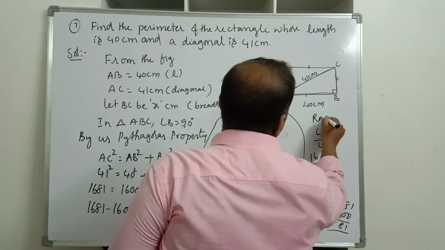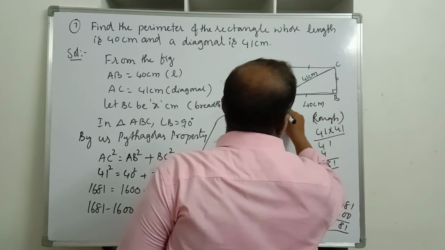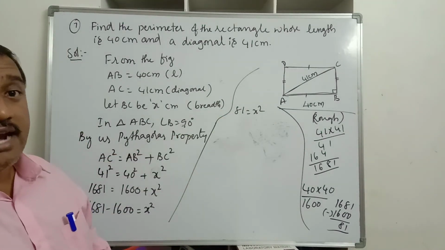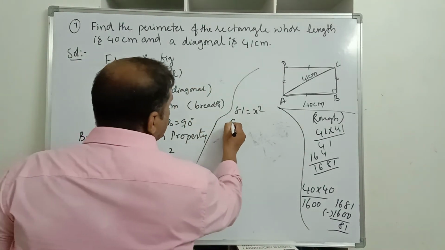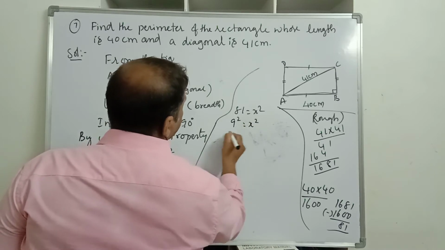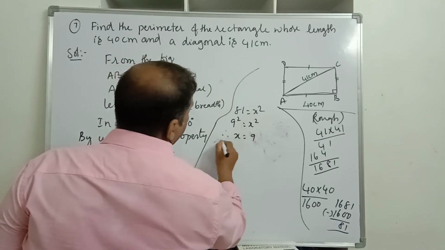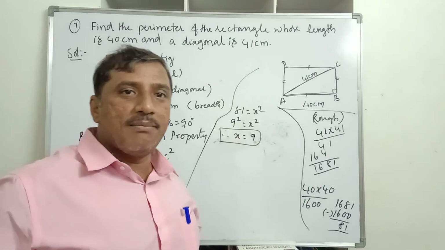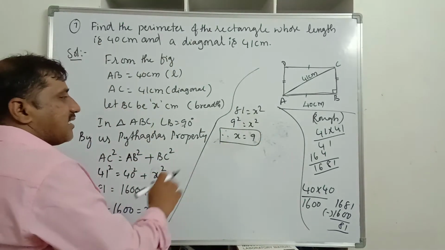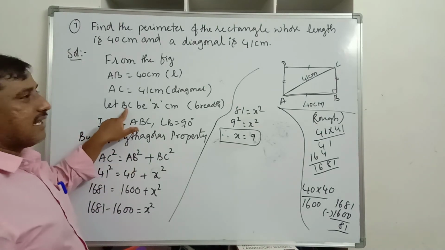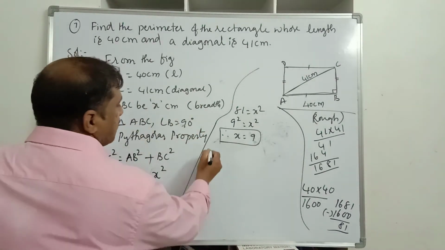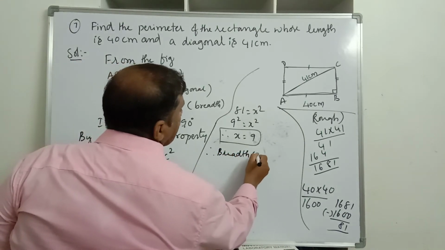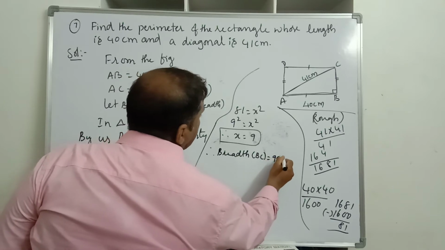This is a rough work. 81 is equal to x square. So 81 can be written as 9 square, 9 nines are 81. So 9 square is equal to x square. Therefore x is equal to what? 9. As the powers are the same, their bases also must be equal. x is equal to 9. What is x? BC. What is BC? It is breadth. Therefore breadth BC is equal to 9 centimeters.